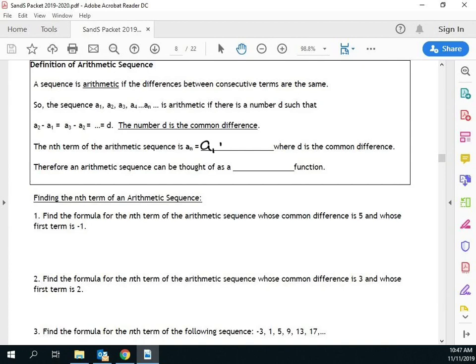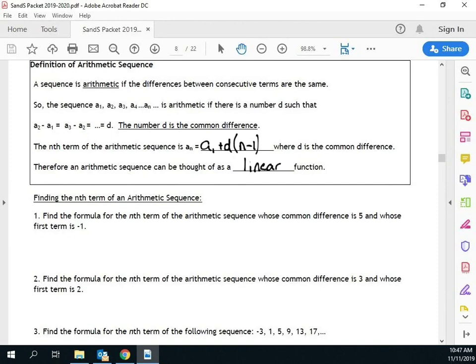A sub 1 plus D, which is that common difference, times n minus 1, where D is the common difference. An arithmetic sequence can be thought of as a linear function. So if we have a common difference every time, we're looking at the same rate of change. The idea is every single number going along in the sequence will change at the same rate by adding or subtracting the same number.